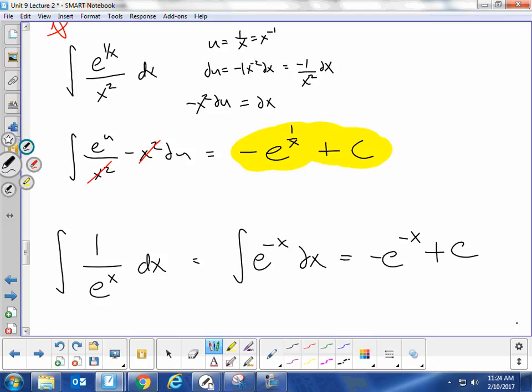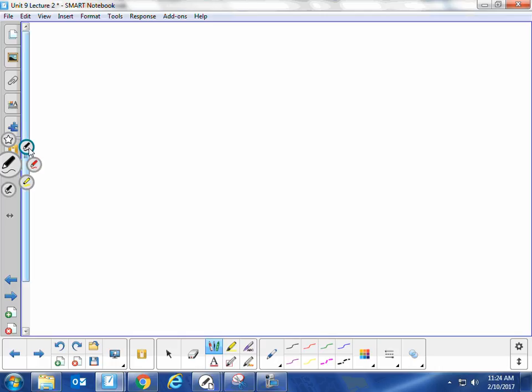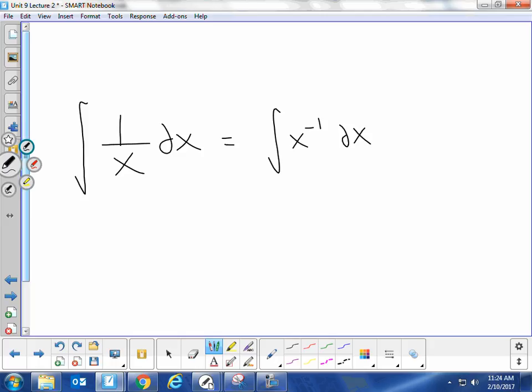Okay? Now that actually brings me to a question that I have. What's the antiderivative of 1 over x? Because I'm thinking if I have e to the negative x, it's starting from 1 over e to the x. Looks like I need to rewrite this as x to the negative first, right? Same idea. And it looks like I'm going to use the power rule for this. Well, go ahead and use the power rule to find the antiderivative of x to the negative first.